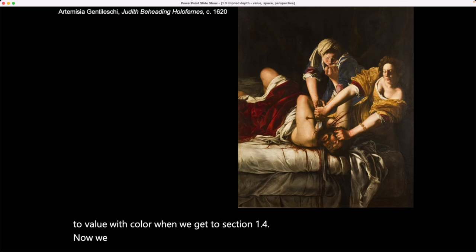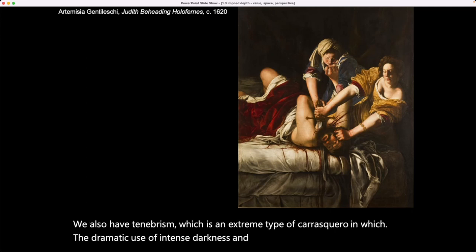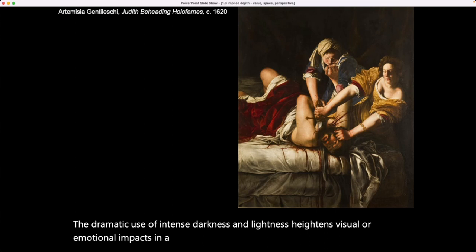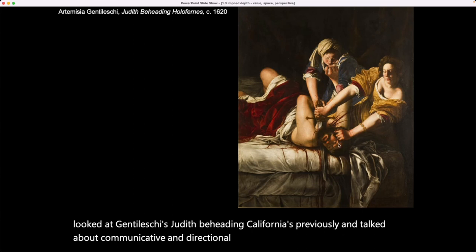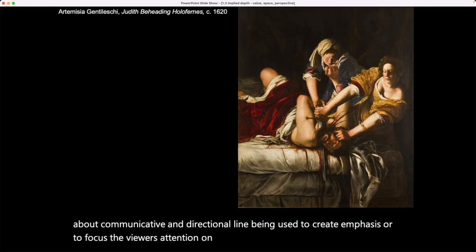Now, we also have Tenebrism, which is an extreme type of chiaroscuro, in which the dramatic use of intense darkness and lightness heightens visual or emotional impacts in a work, and it can also be used for emphasis. So we looked at Gentileschi's Judith Beheading Holofernes previously and talked about communicative and directional line being used to create emphasis or to focus the viewer's attention on the moment of action here.